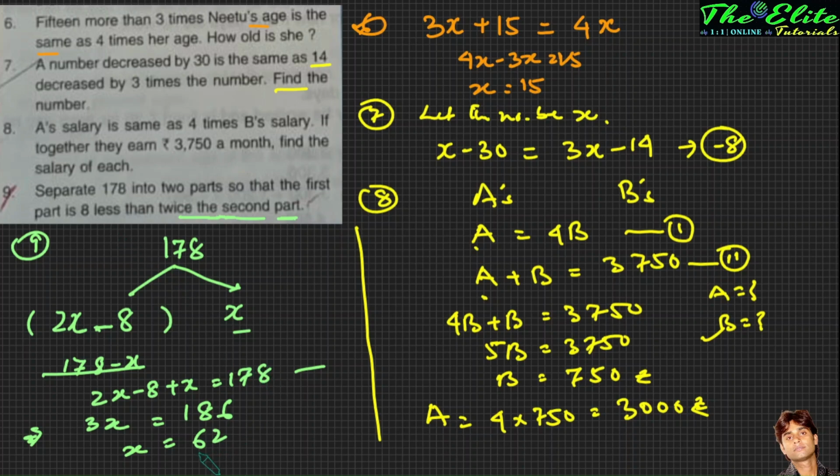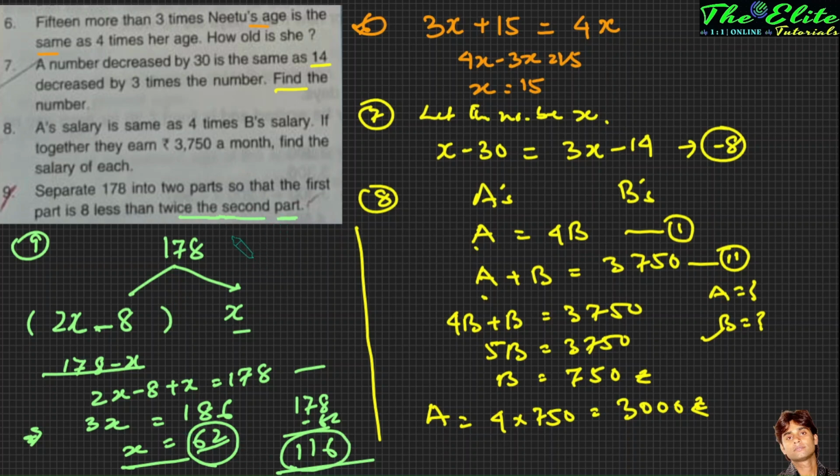Okay, so one number will be 62 and another number will be 178 minus 62. That will give you 116. So now the separation will give you these two answers: 62 and 116. That is the answer.